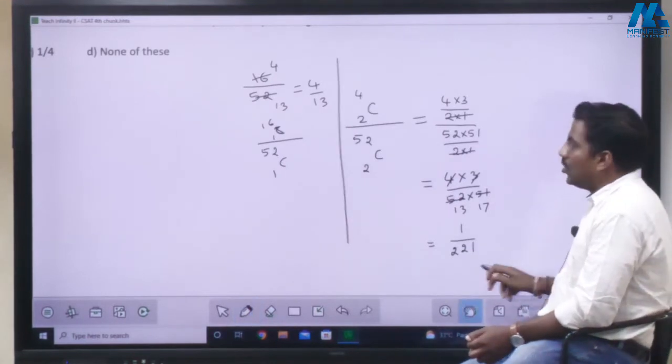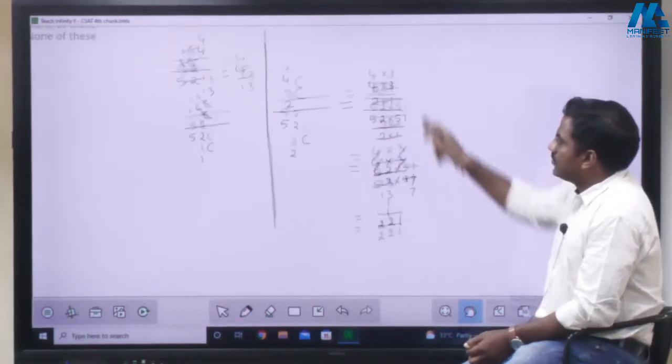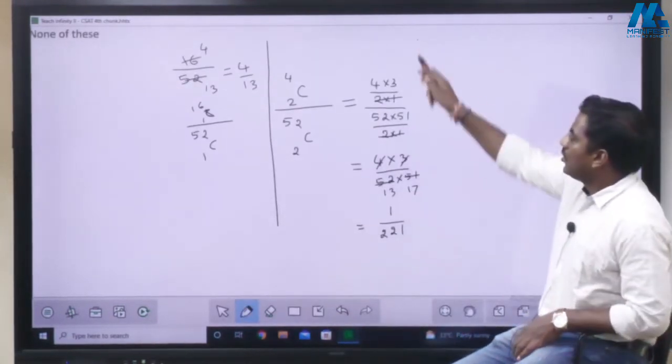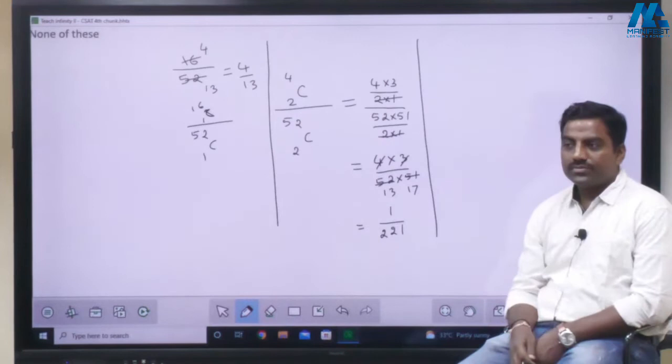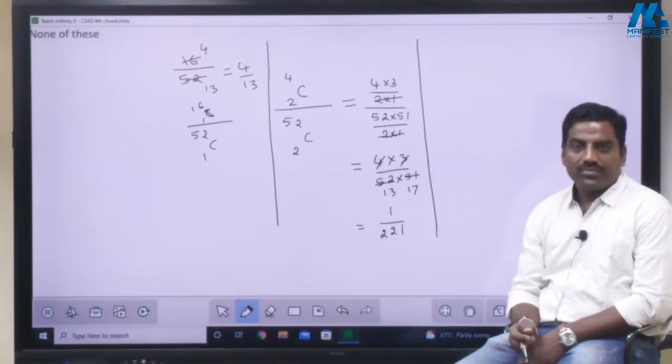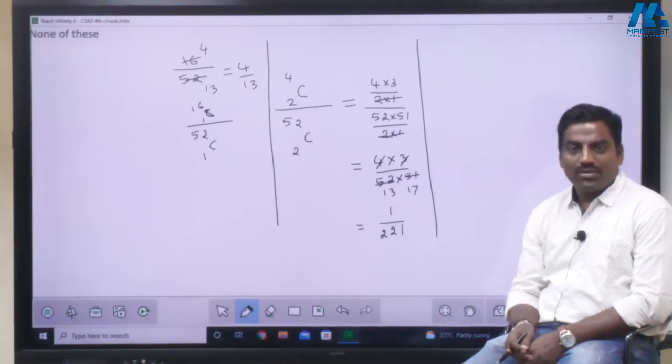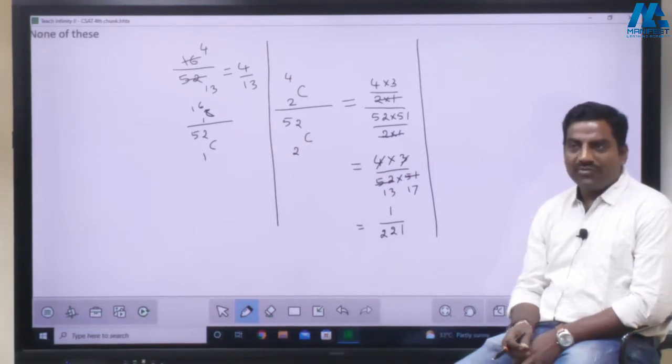Or a very simple method. You are drawing 2 cards, no? Think of only the first card. What is the probability of drawing 1 king? What is the probability of drawing a king from the pack of cards? 4 by 52. 4 kings and totally 52 cards.